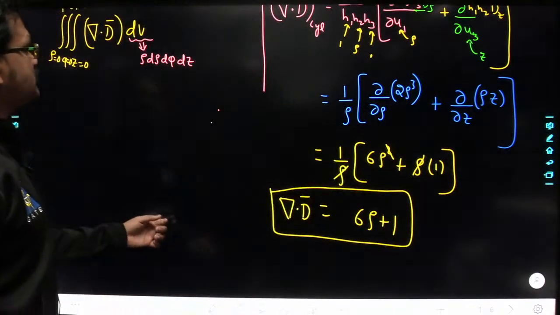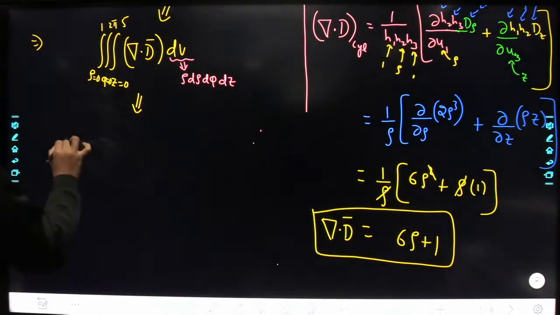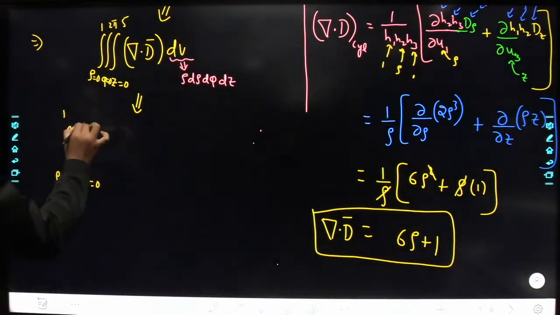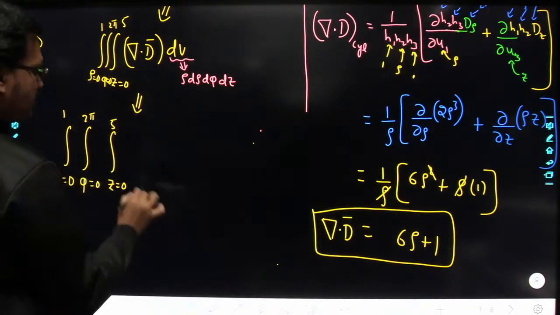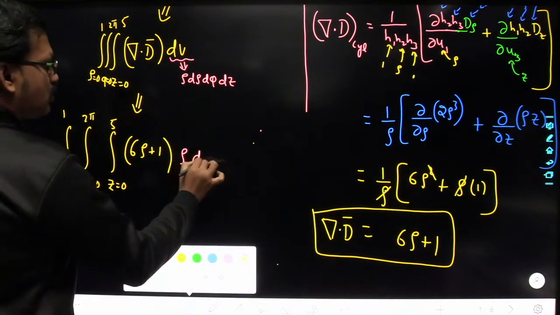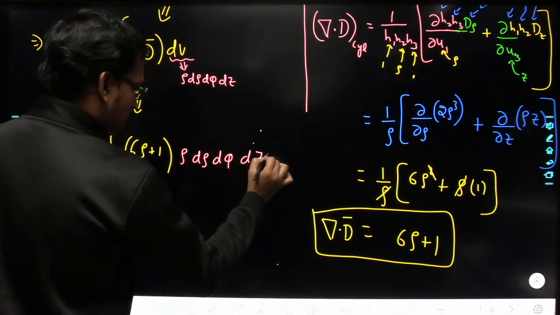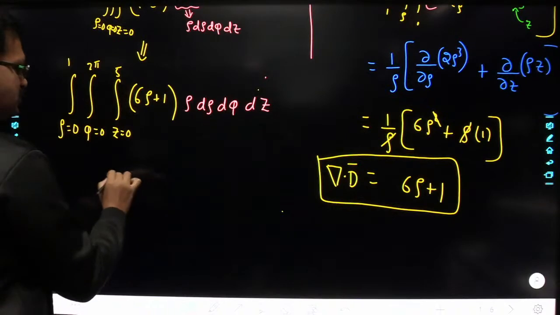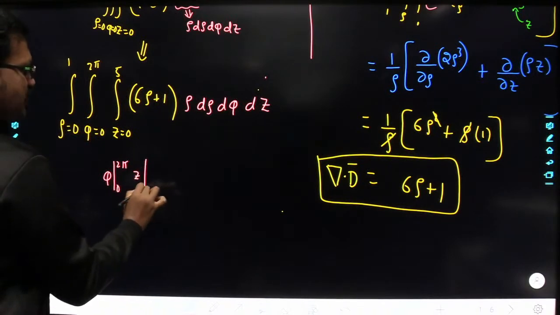Now just substitute this divergence of D bar in this expression. So what you are going to get: integral rho equal to 0 to 1, integral phi equal to 0 to 2 pi, and z is varying from 0 to 5, and divergence of D bar is 6 rho plus 1, into rho d rho d phi dz. You can integrate directly with d phi here. Integral d phi is phi, its range is from 0 to 2 pi, and integral dz is z, its range is from 0 to 5.